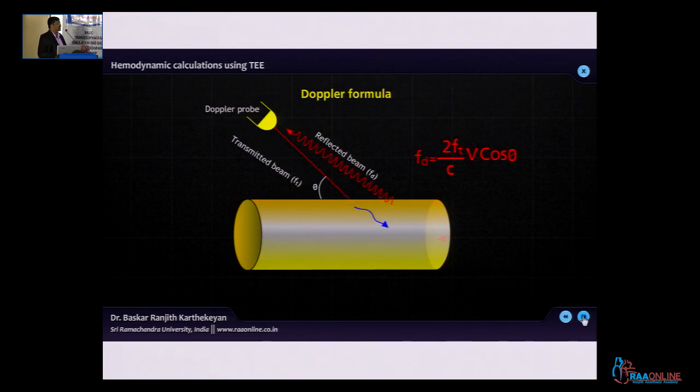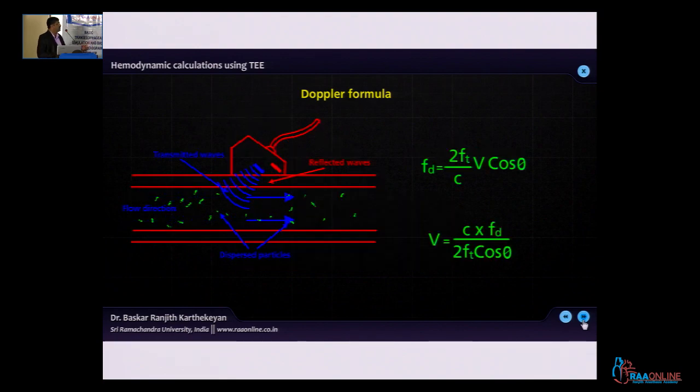And what is reflected back is called the Doppler shift. So this is the formula for Doppler shift, but what we want to calculate is the velocity of the blood flow. So rearranging the equation, we can get the velocity of the blood flow. This is how a Doppler is used to calculate the velocity. Are you clear about how to calculate the velocity?